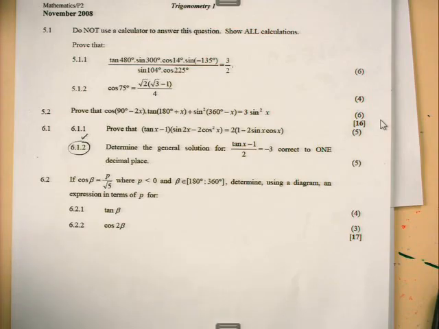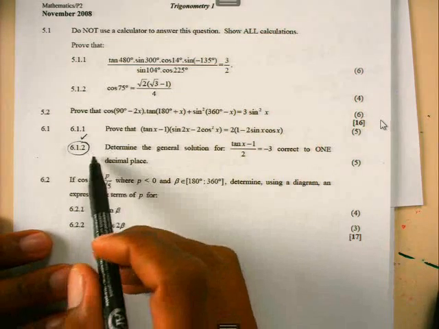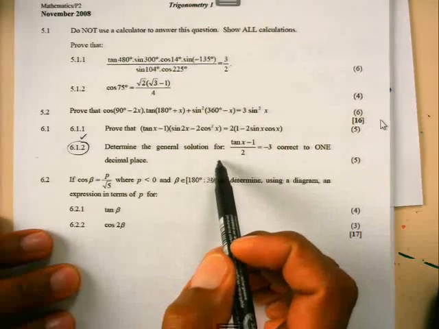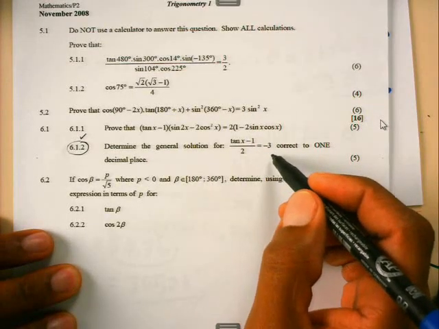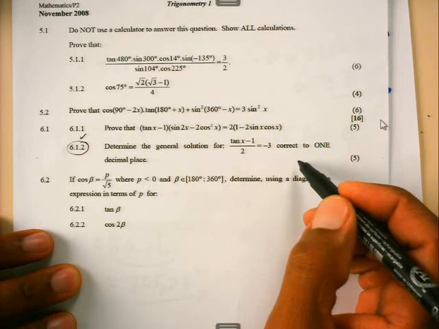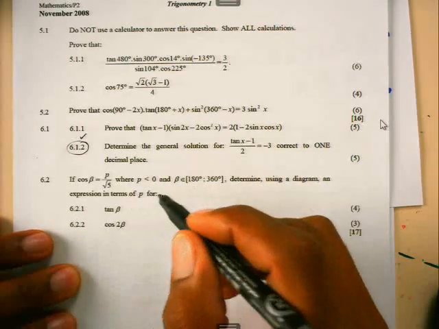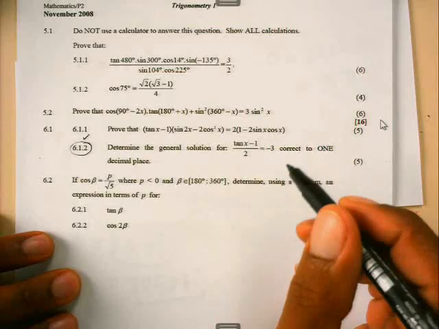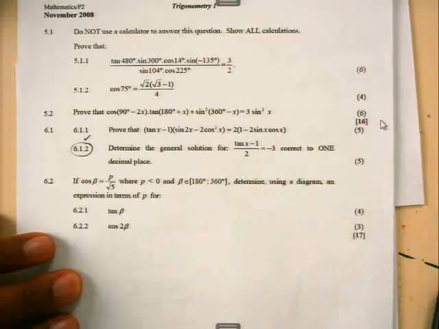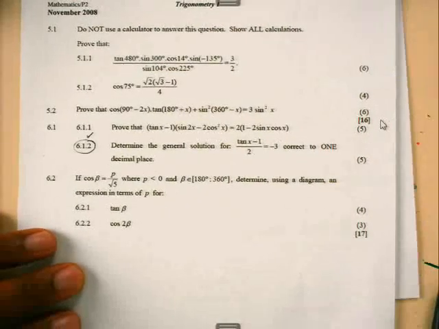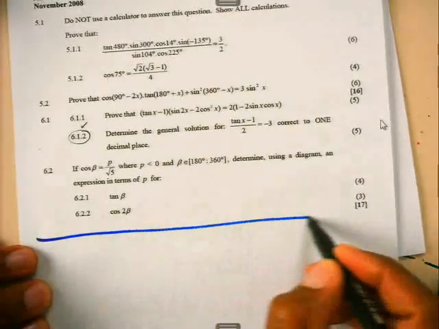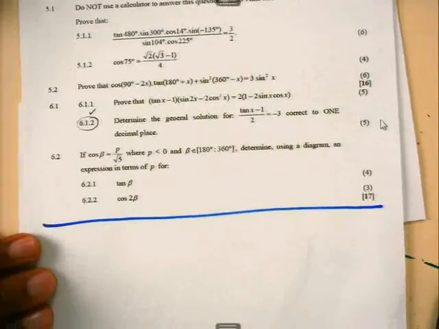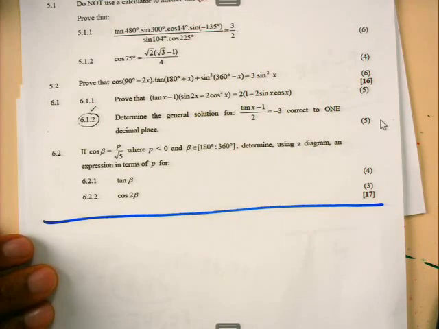It says 6.1.2. Determine the general solutions for (tan x minus 1) divided by 2 is equal to negative 3, correct to 1 decimal place. Very important. Right, now, what is it that you are going to do first here? Of course, what we must do first is solve the equation.